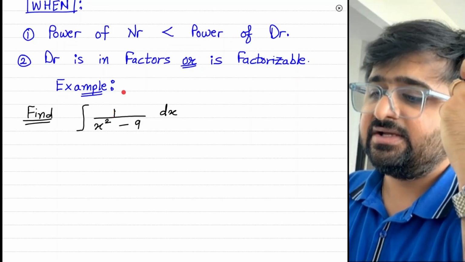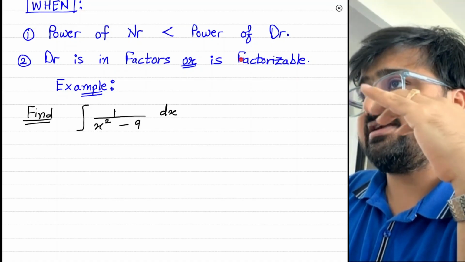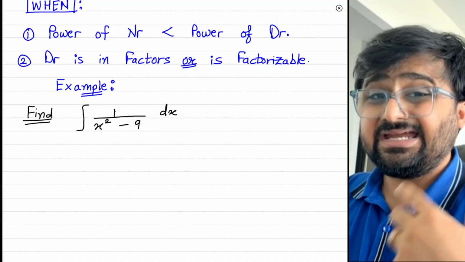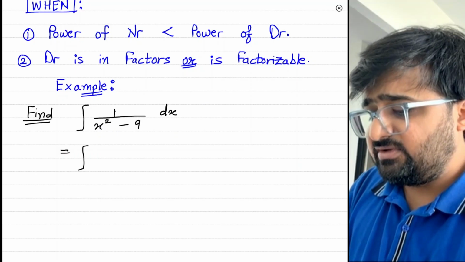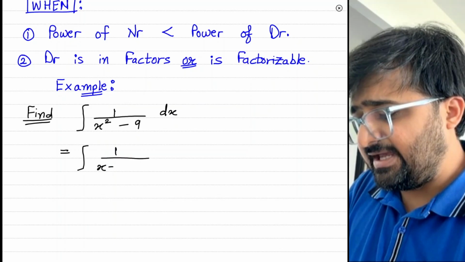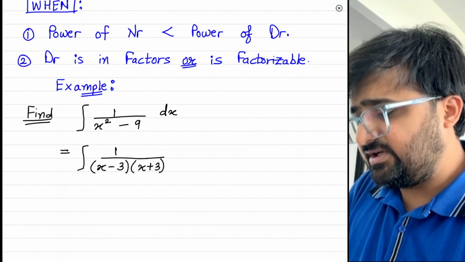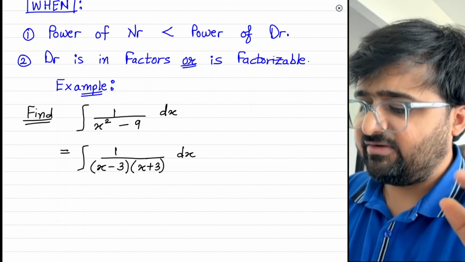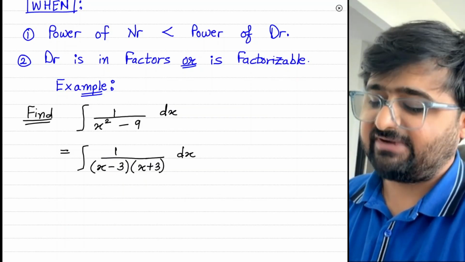Condition number 2: the denominator should be in factors or be factorizable. I see that the denominator is not in terms of factors, but it is factorizable. We know this is a squared minus b squared, and we can factor it as (x minus 3)(x plus 3). By doing this, we can convert it in terms of factors. So yes, both conditions are satisfied: the power of the numerator is less than the power of the denominator, and I was able to convert the denominator in terms of factors.